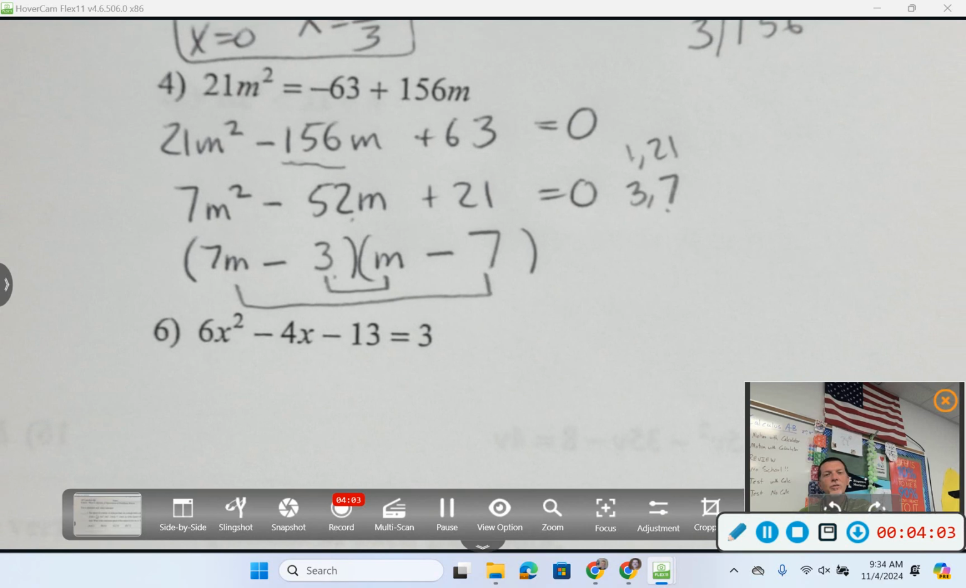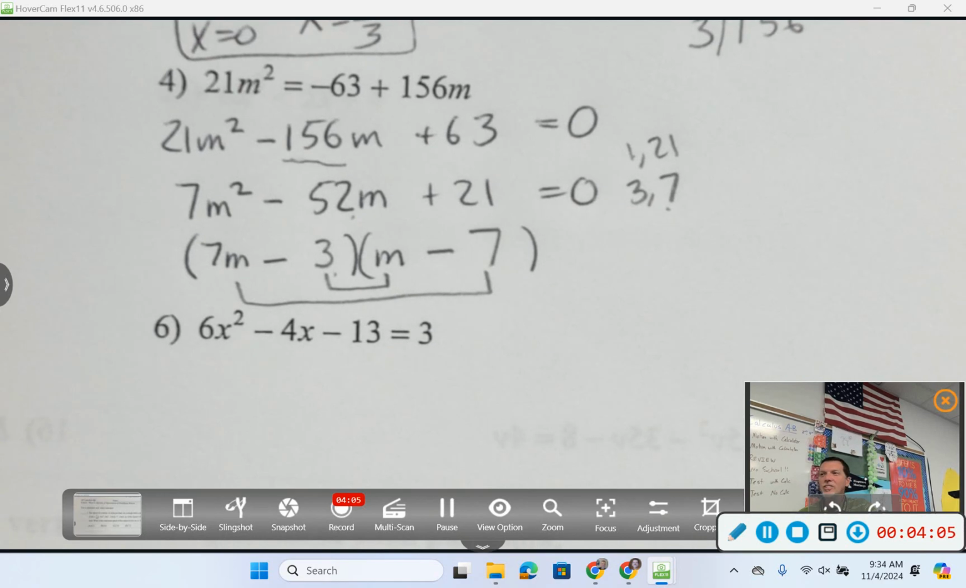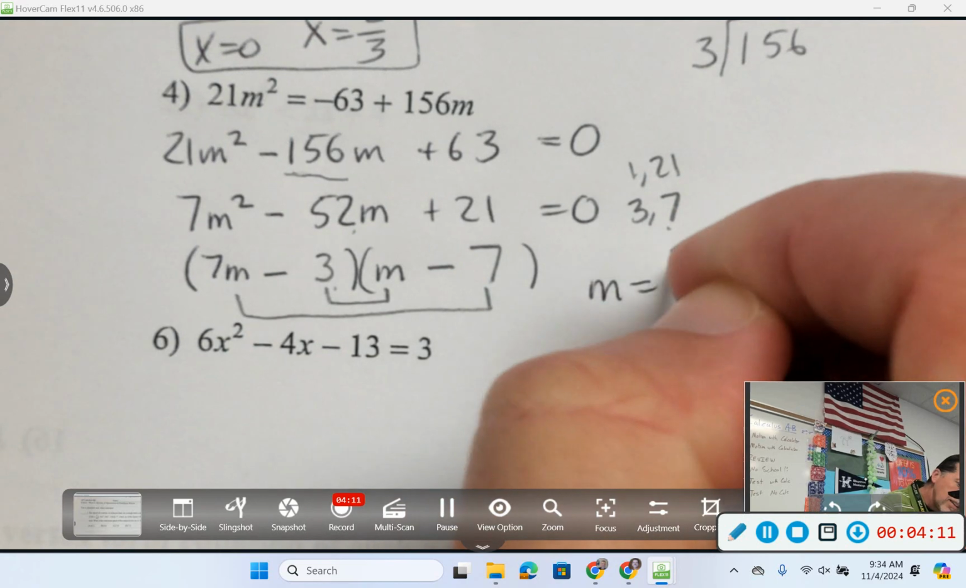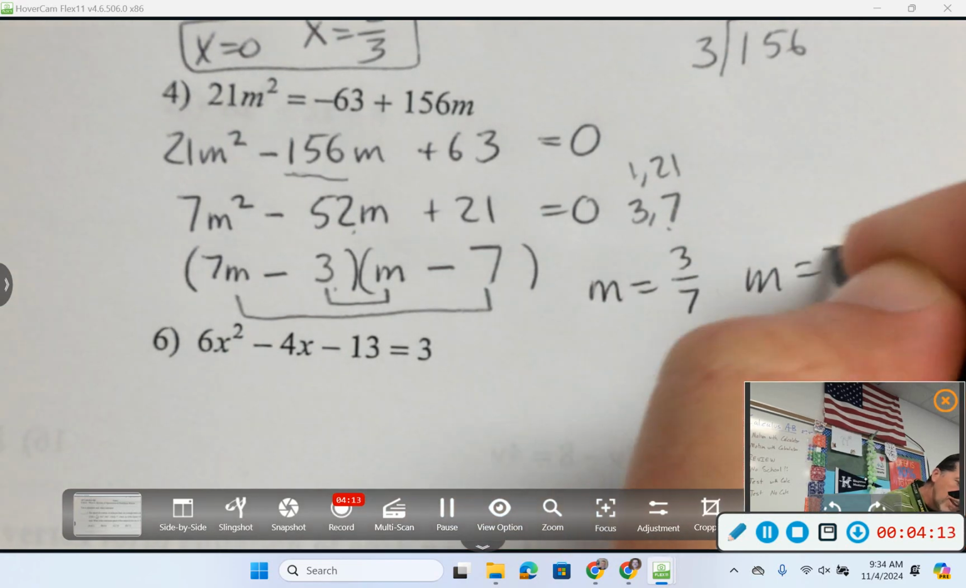To quote a student from first period, life is so much easier when you know how to factor. Yep, it is. So m equals 3/7 and m equals 7.